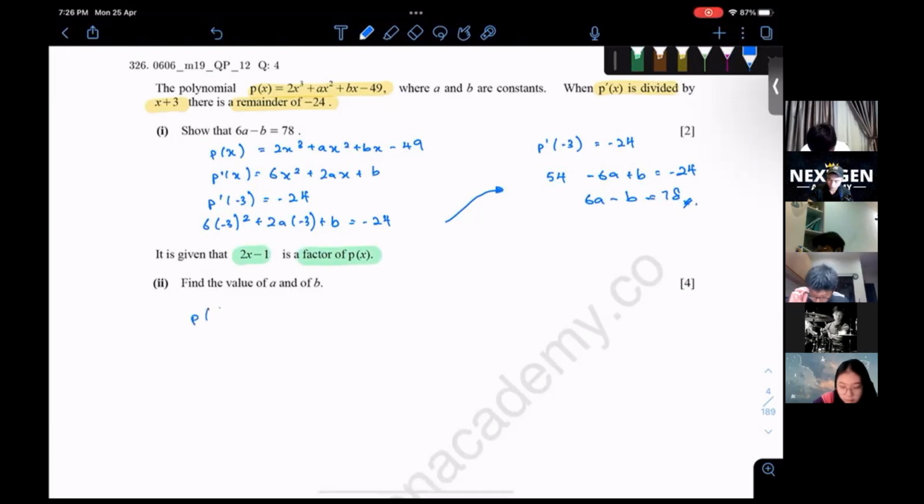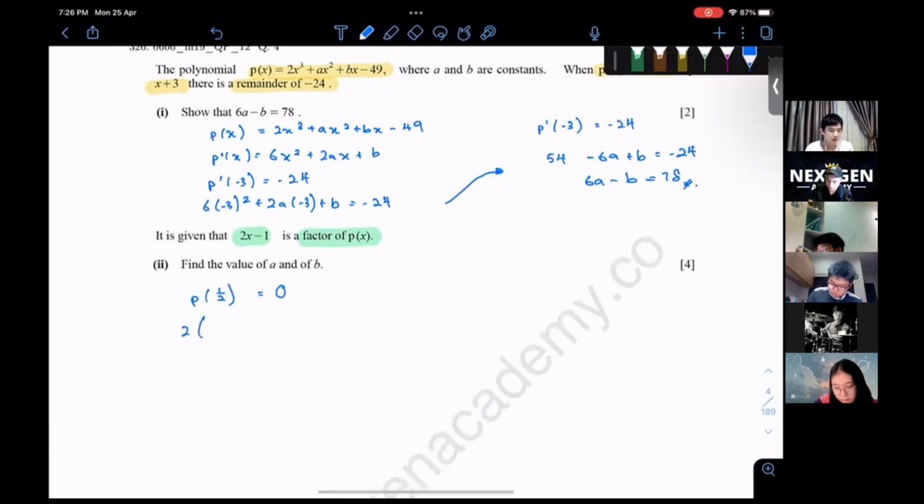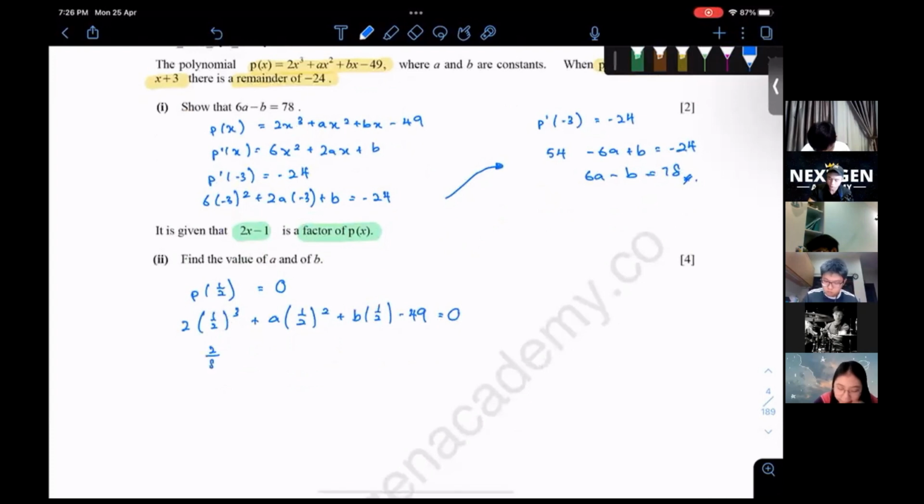Okay, so p, all those things don't need to write because that one literally no marks. So p(1/2) will be equals to 0. So we just sub it in. (1/2) cube plus a(1/2) square plus b(1/2) minus 49 equals to 0. Okay, go expand the bracket. You get 2 over 8 plus a over 4 plus b over 2 minus 49 equals to 0.